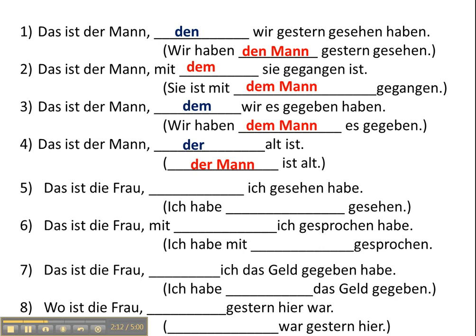And if you do this enough, you no longer have to put as much thought into it. "Das ist die Frau," and then we put that in normal order. "Ich habe die Frau gesehen." She's a direct object here, so it's accusative. "Das ist die Frau, die ich gesehen habe." "Das ist die Frau, mit der ich gesprochen habe," because of mit being a dative preposition. "Das ist die Frau, der ich das Geld gegeben habe."